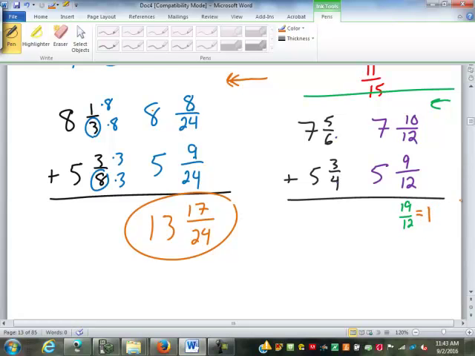And how much is left over? 7. So 7 twelfths. So we keep the 7 twelfths and we carry the 1. 1 and 7 is 8, plus 5 is 13. So 13 and 7 twelfths. Any questions so far?